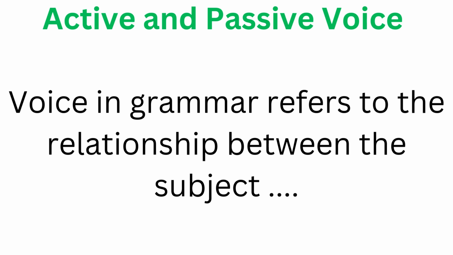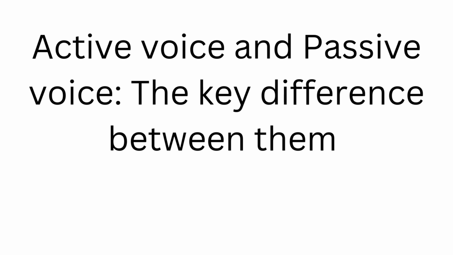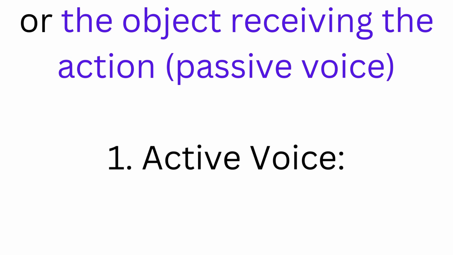Active and passive voice explained. Voice in grammar refers to the relationship between the subject and the action in a sentence. There are two main types of voice in English: active voice and passive voice. The key difference between them lies in which part of the sentence is emphasized: the subject performing the action, active voice, or the object receiving the action, passive voice.